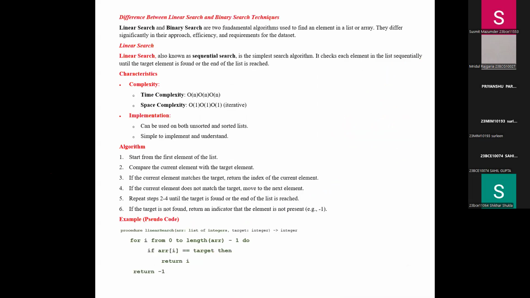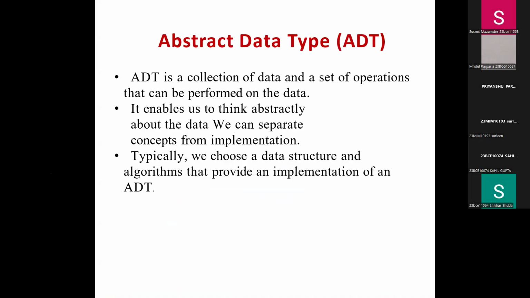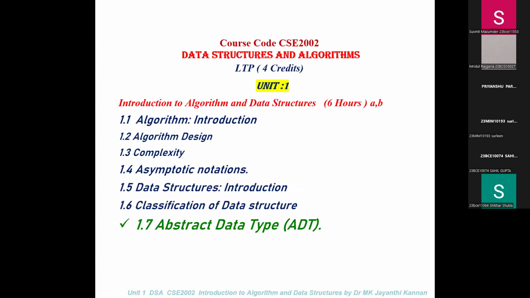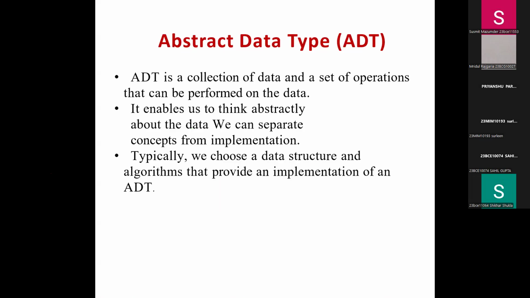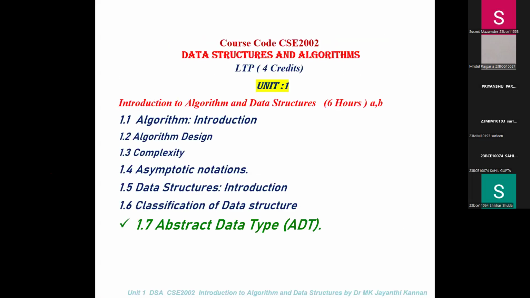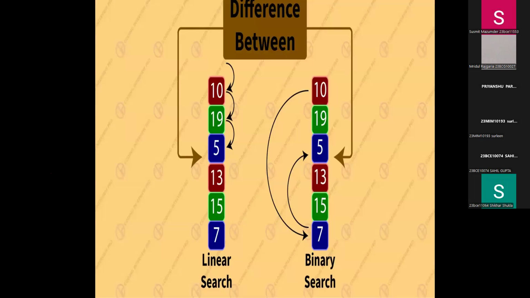So we have covered almost all the topics in unit 1. One more topic, ADT, abstract data types, is pending; we will discuss that in the next class. We have already discussed algorithms, introduction to algorithms, algorithm design, complexity, asymptotic notations, data structures, types of data structures, and classification of data structures. Only abstract data types is pending.